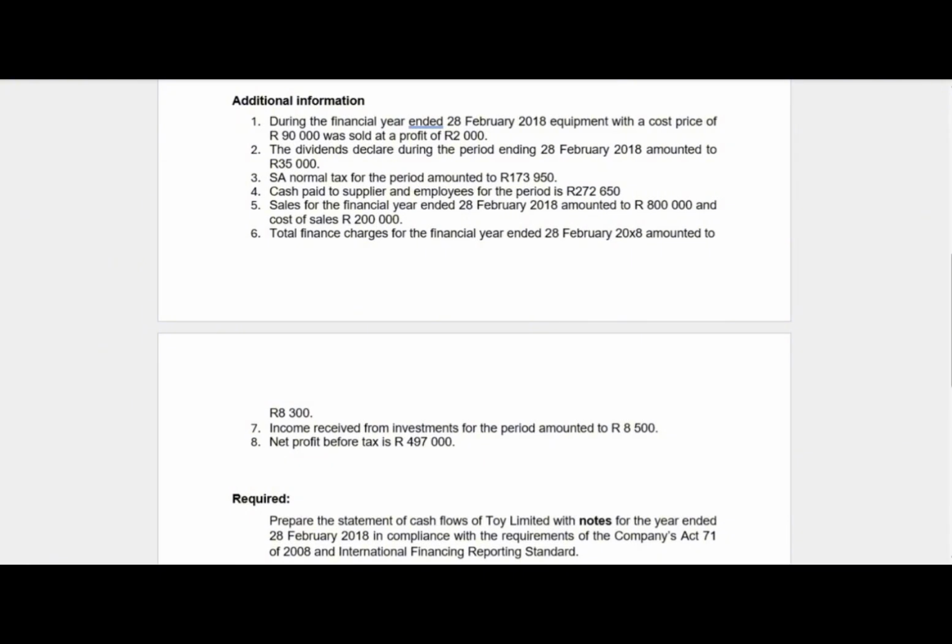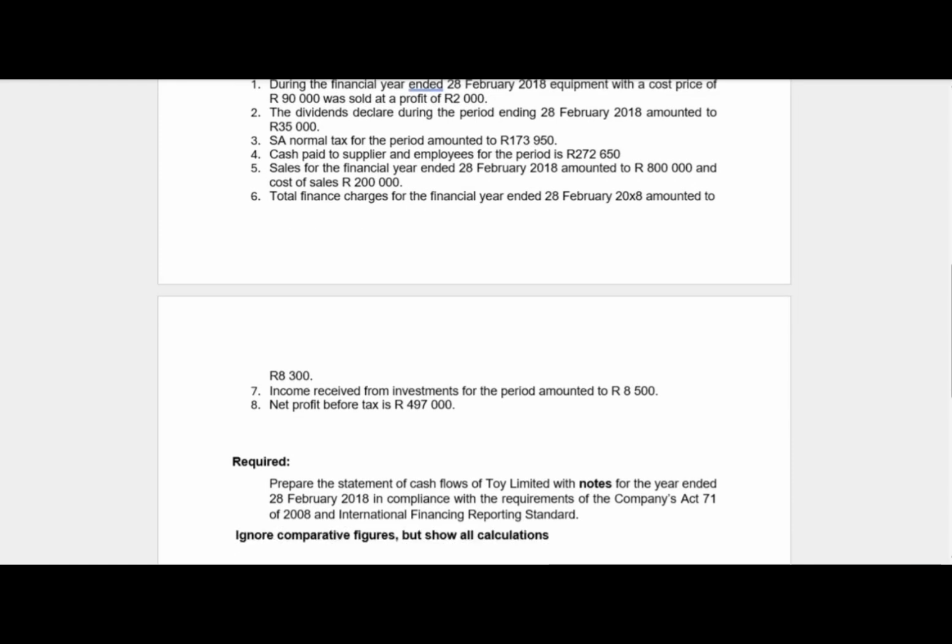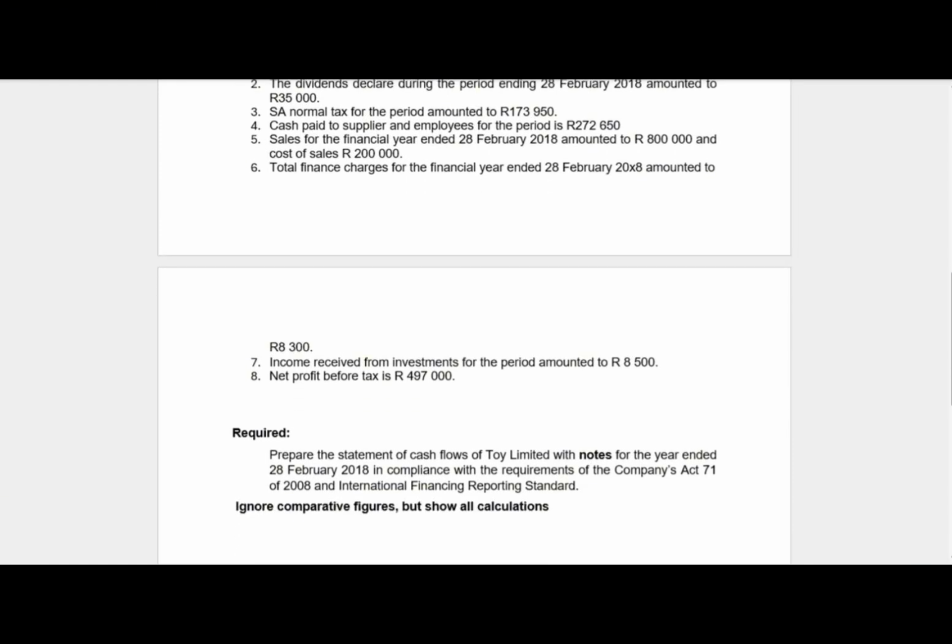Net profit before tax is 497,000. Required: prepare the statement of cash flow of Toy Limited with notes for the year ended 28 February 2018 in compliance with the requirements of the Companies Act 71 of 2008 and International Financial Reporting Standards. Ignore comparative figures, but show all the calculations. So this is the information provided for us to prepare the cash flow.